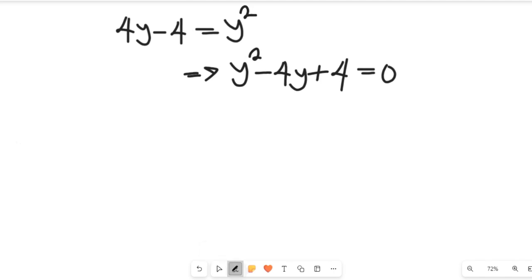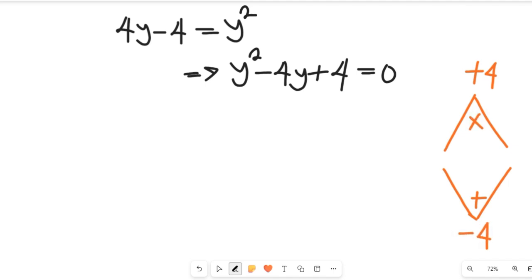Fine. Now, from this quadratic equation, we are going to find two values such that if we multiply them, we are going to have a positive 4, and if we add those two values, we'll have a negative 4. So what are those two values? Let's assume those two values are 2 and 2. If we put a negative sign to each, negative 2 times negative 2 will give us plus 4, since minus times minus gives plus. Fine. So negative 2 plus negative 2 will give us a negative 4. So negative 2 and negative 2 are the two factors.